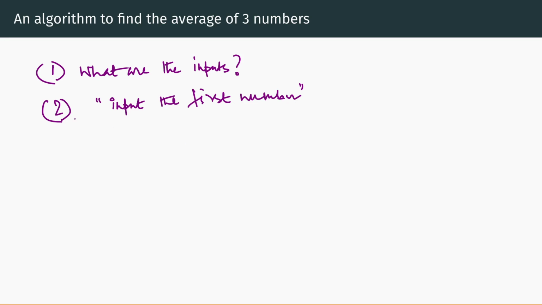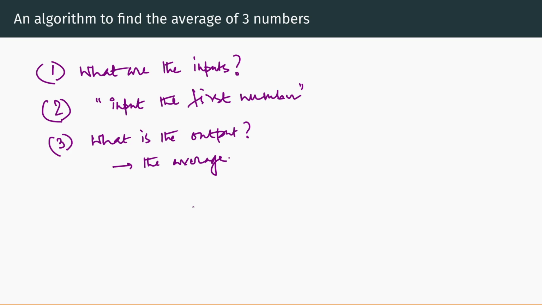Okay. The third question is, what is the output? The output is the average. That's the problem that we are trying to solve, right? The inputs are the numbers, the output is the average.